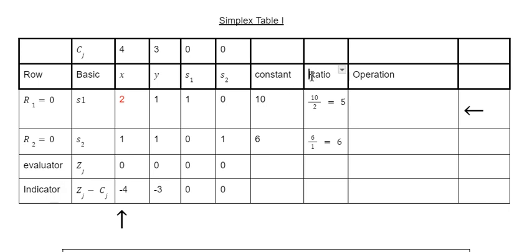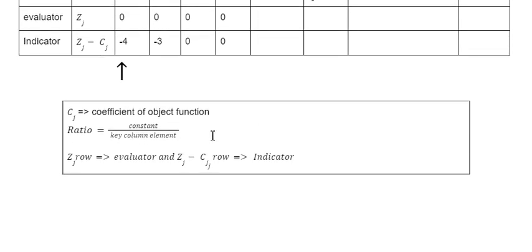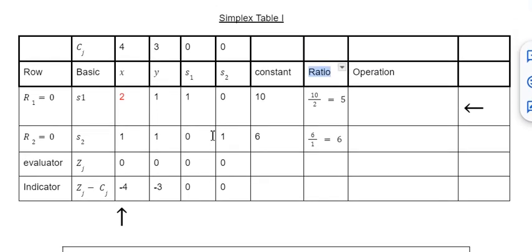Our main thing is to calculate the ratio. For calculating the ratio, we have the formula: constant upon key column element. In the first step, we have to find the key column. The key column can be determined by finding the least number in the indicator row. This is the indicator row. In the indicator row, -4 is the least number. -4 is less than -3, even less than 0 as well. So this column is the key column.